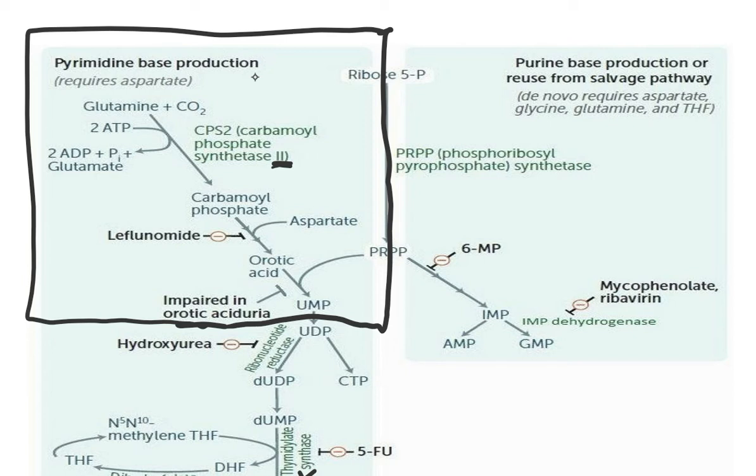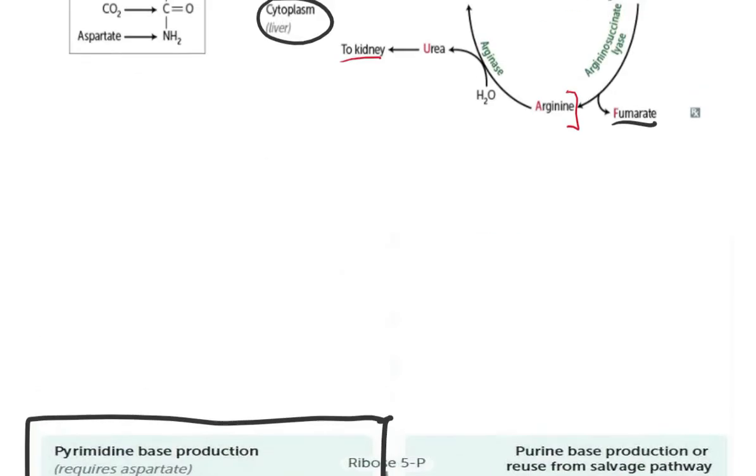And so if you have an elevation of carbamyl phosphate from an inborn error of metabolism, such as an enzymatic defect in the urea cycle, then that carbamyl phosphate is going to be shunted to de novo pyrimidine synthesis, and you're going to have an increase in the amount of orotic acid produced. And that is what we're seeing in the laboratory findings.